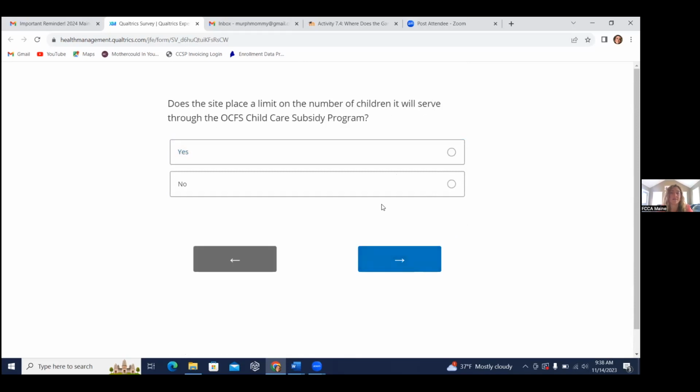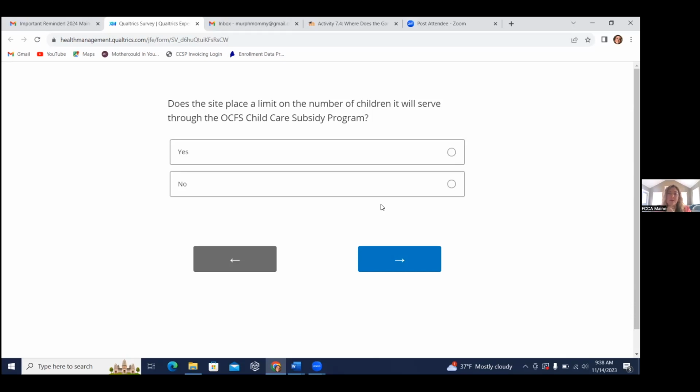So when we said no to tracking IEP students, tracking special needs students, it skipped the question asking what percentage of our student population is on an IEP. Basically it just jumped a question. And then we said yes, it explains subsidy.